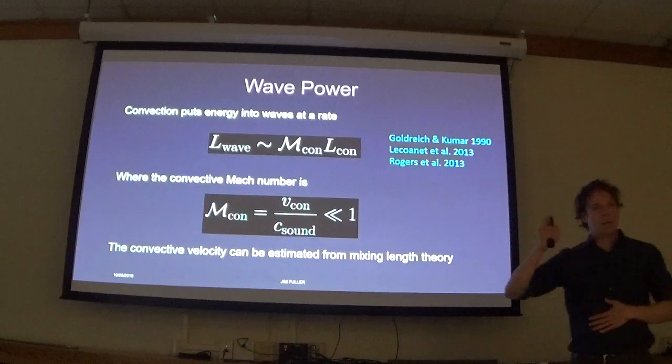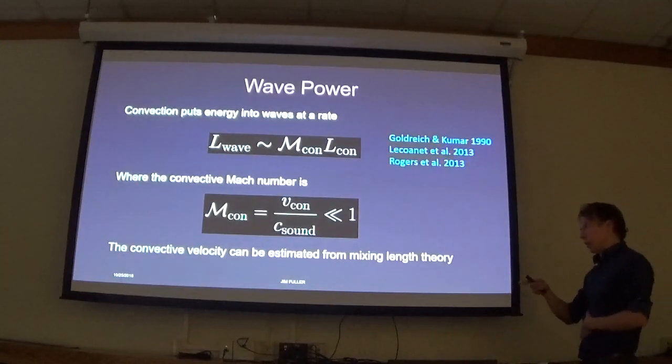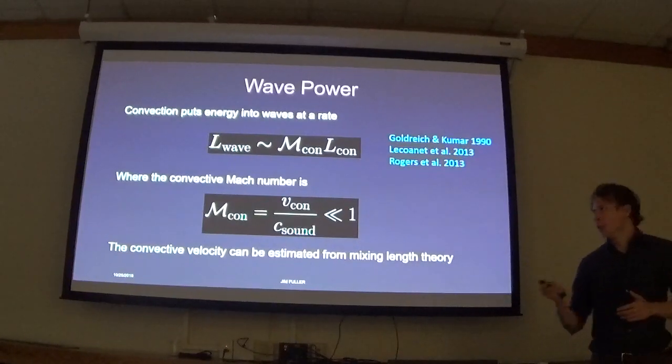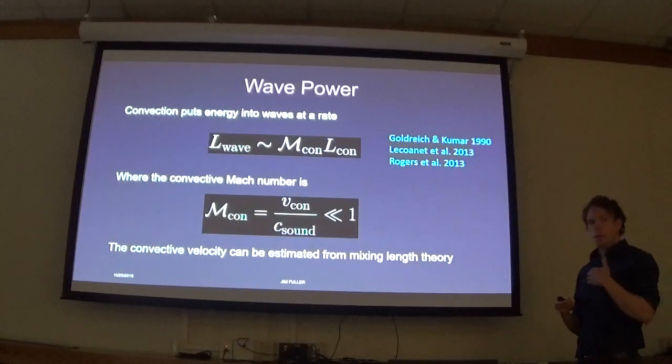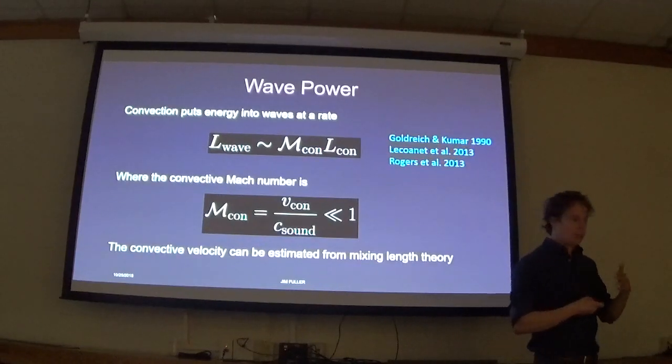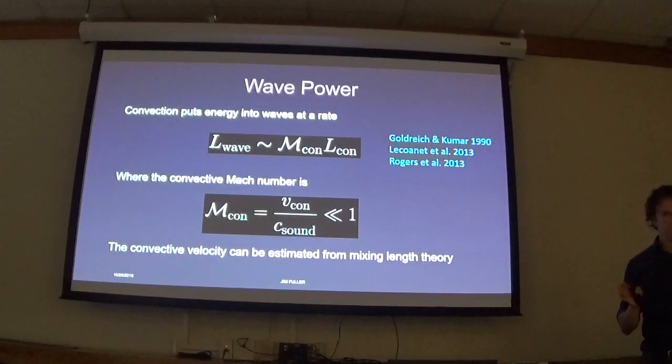Now, convective Mach numbers in stellar cores are generally very small, typically of order 10^-3. So only a very small fraction of the convective energy flux is converted into wave power. So this effect in most stars is negligible.